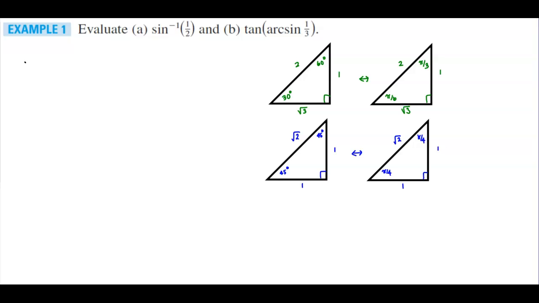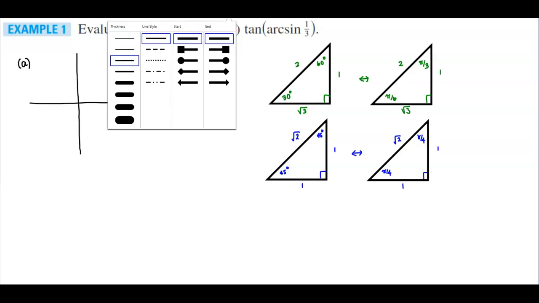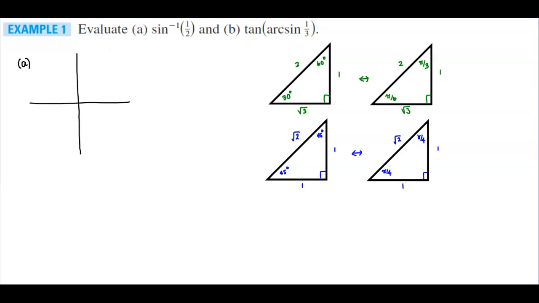Okay, so for part A, if we take a look at the graph, what do we know? We know that we have the sine inverse of 1/2. So that means that 1/2, the numerator represents the value of y, which is 1. And we know that the hypotenuse is going to be 2.